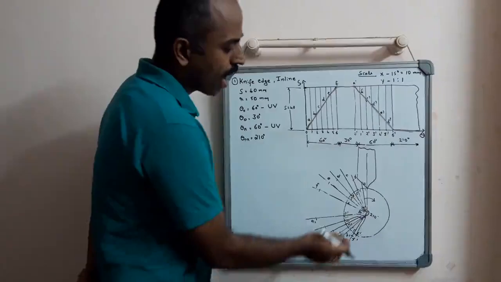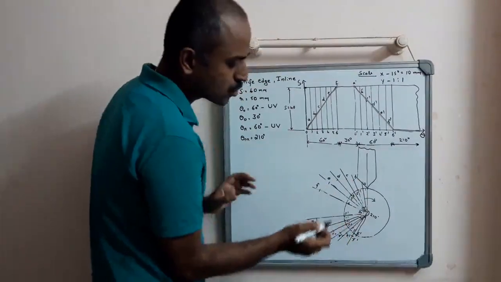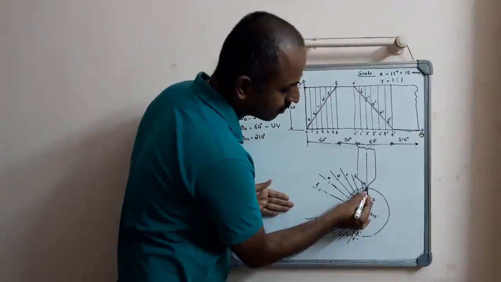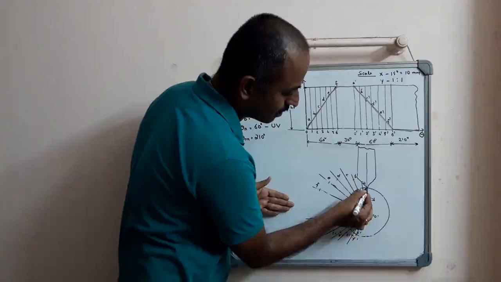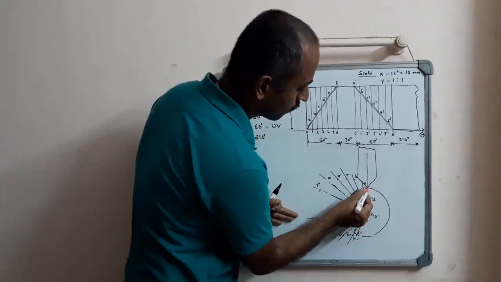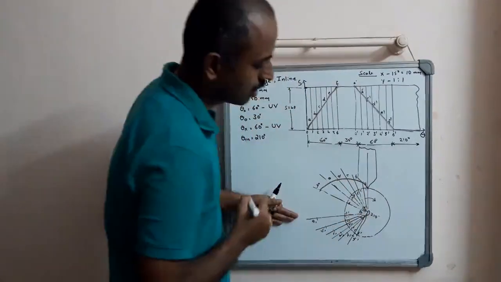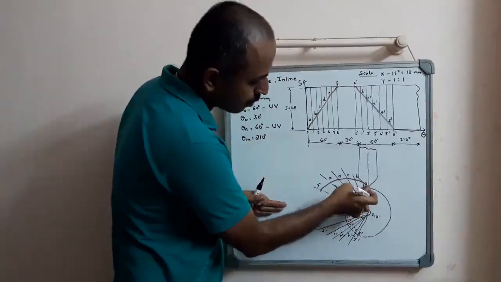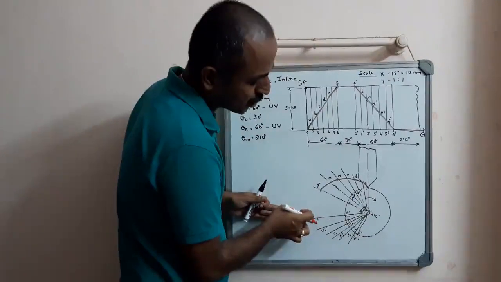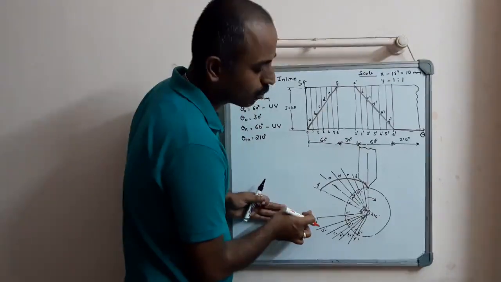Now, passing through these points A, B, C, D, E, F, draw a smooth curve starting from the point of contact of the knife edge with the base circle. I will use a different color. So this profile corresponds to outstroke. Then this is the region corresponding to dwell, wherein the follower will not have any upward or downward movement.